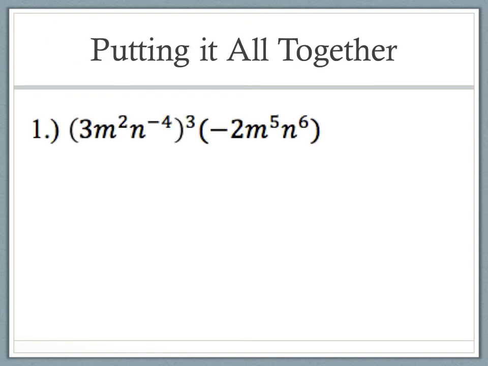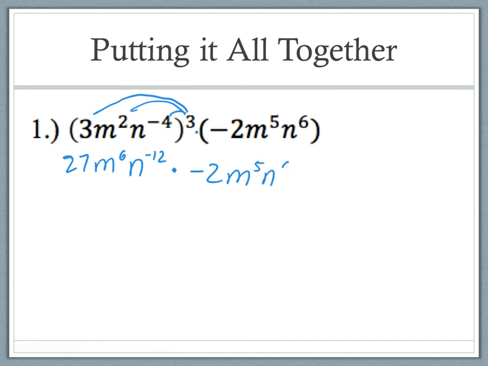So kind of putting it all together, I noticed right away that this is multiplication, but before I do that, I'm going to go ahead and distribute that exponent to all three of these. So 3 cubed would be 3 times 3 times 3 would be 27. Okay. M squared cubed would be m to the 6th. This would be n to the negative 12 times negative 2 m to the 5th n to the 6th.